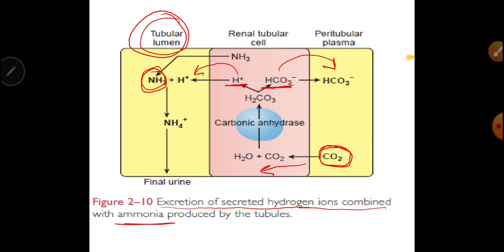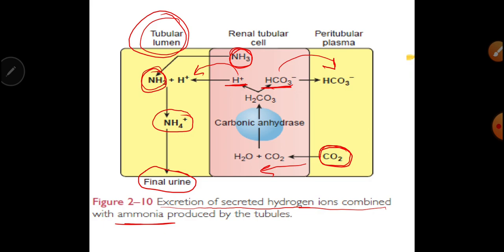Ammonia can be released from glutamine, an amino acid found inside the renal tubular cell. Glutamine has the responsibility for releasing ammonia. The ammonia that is produced is released into the tubular lumen, and this forms ammonium that can be released in the final urine.